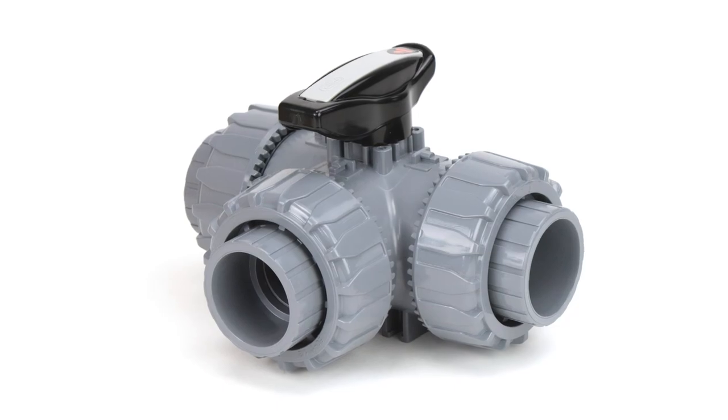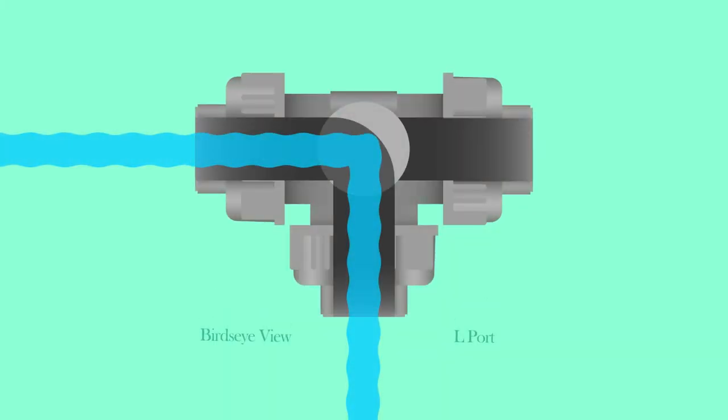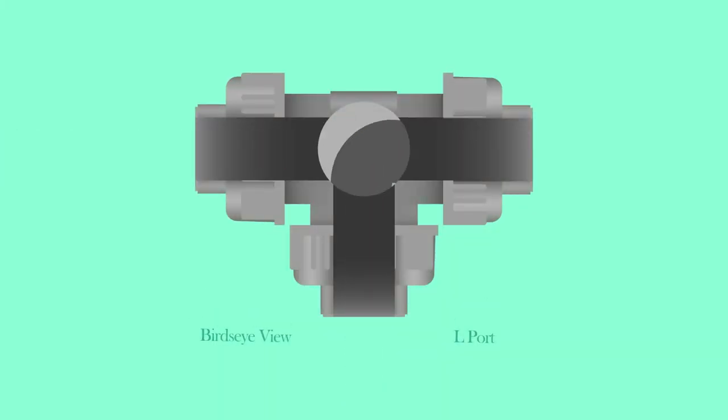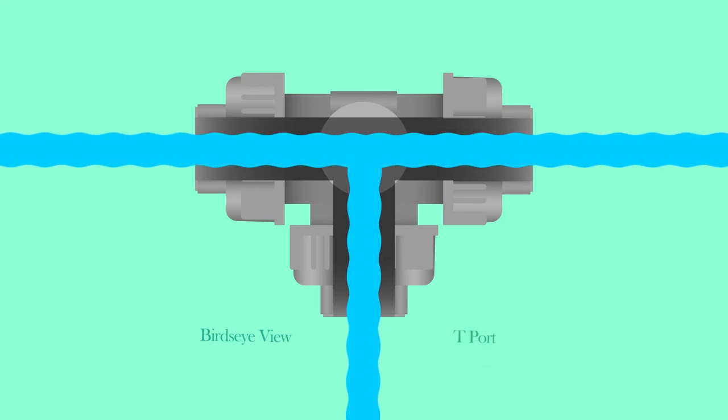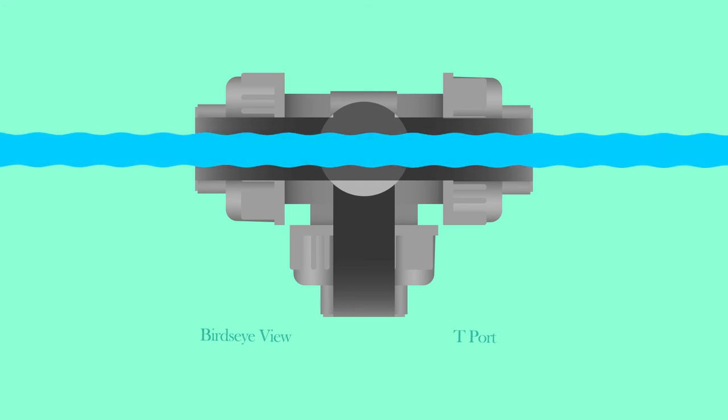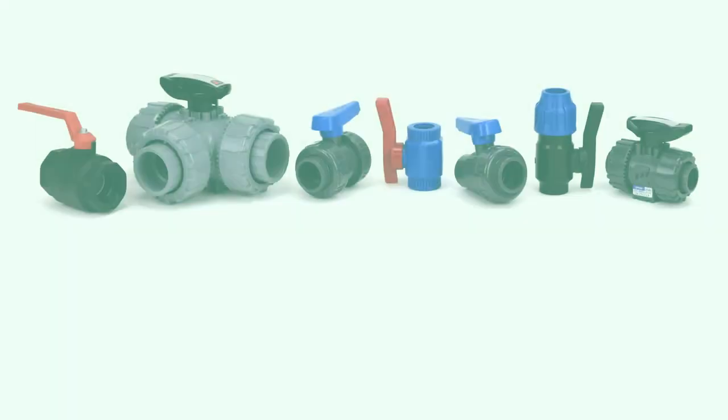You can also get ball valves with multiple inlets, which allow you to switch between different combinations of flows. For example, with three inlets, they can be configured to have either an L port that allows you to switch between using pairs, or a T port that gives you the option to have all three connected at once. That's roughly all you need to know about ball valves.